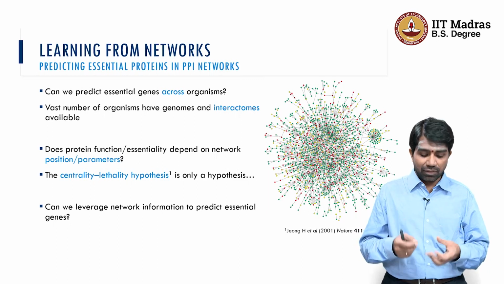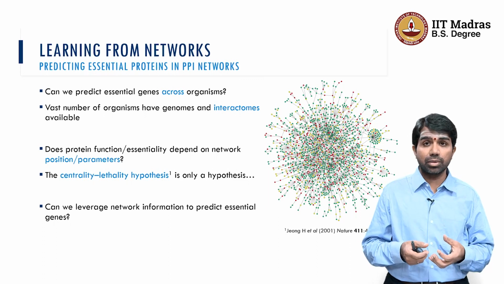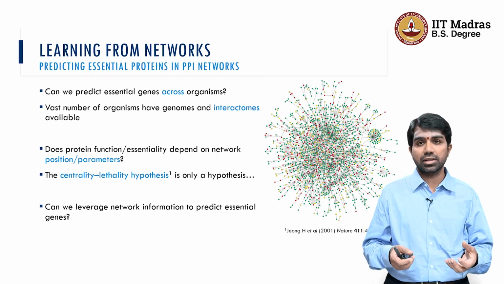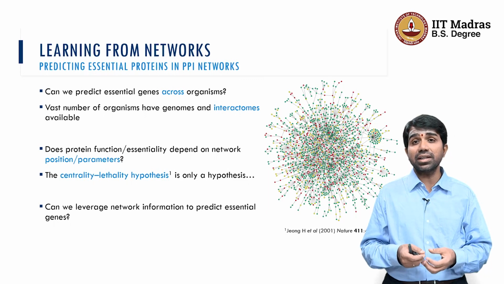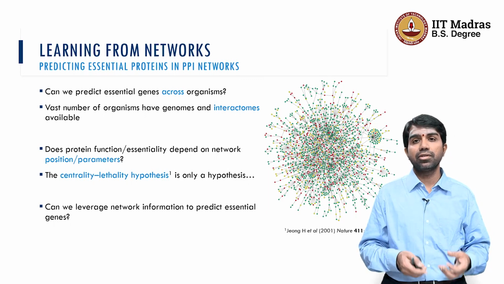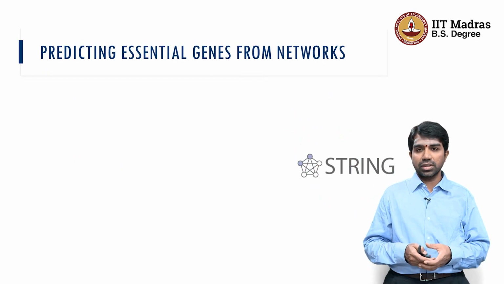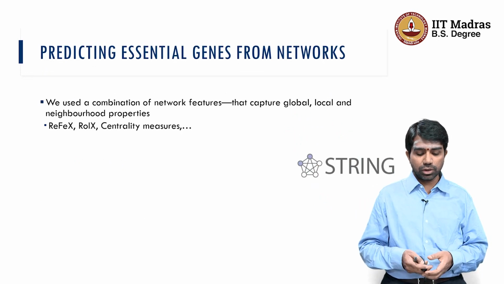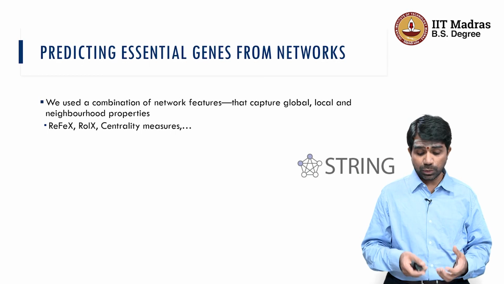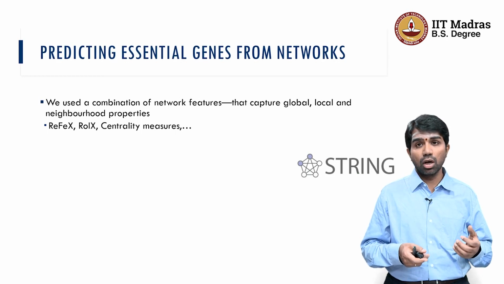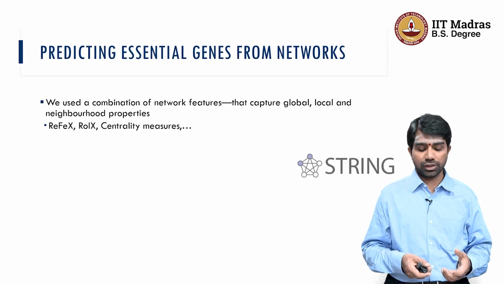So can we leverage this network information that is available in droves in databases such as the STRING to predict essential genes in a reliable fashion? And we used data from the STRING, and our approach was, we used a combination of network features that capture global, local and neighbourhood features.